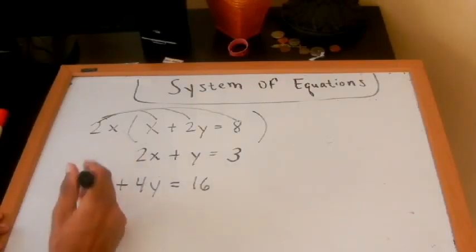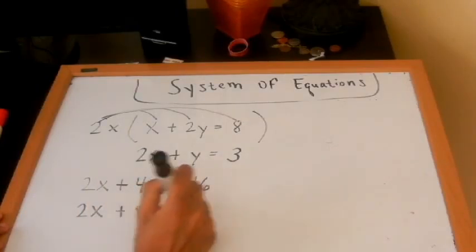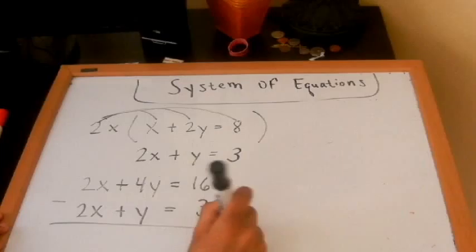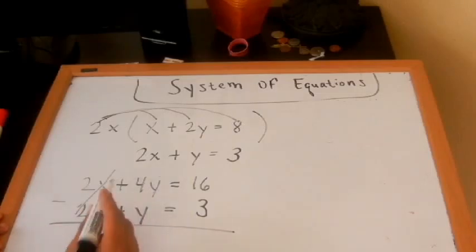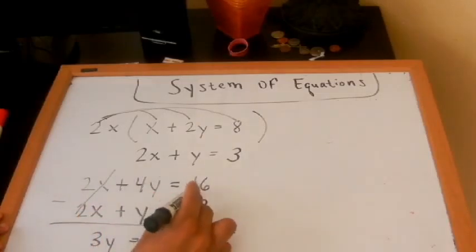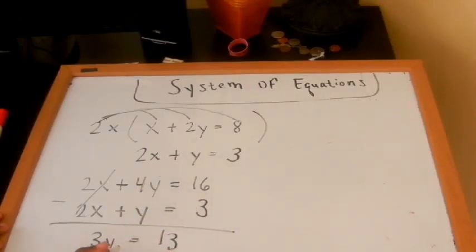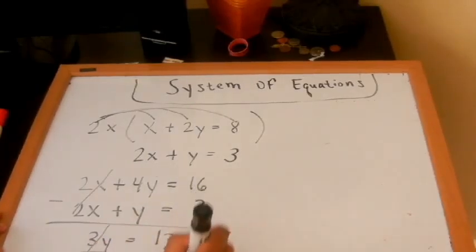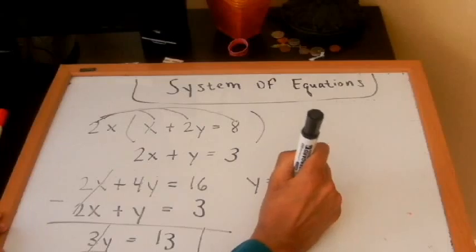And now we just rewrite our second equation, which is 2x plus y equals 3, and then we subtract these two. 2x minus 2x is 0, so that cancels. 4y minus y is 3y. 16 minus 3 is 13. And in order to isolate our y variable, we simply divide both sides by 3, since the opposite of multiplication is simply division, and we get y equals 13 over 3.